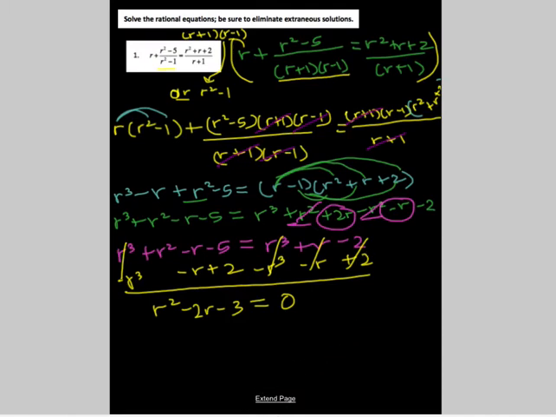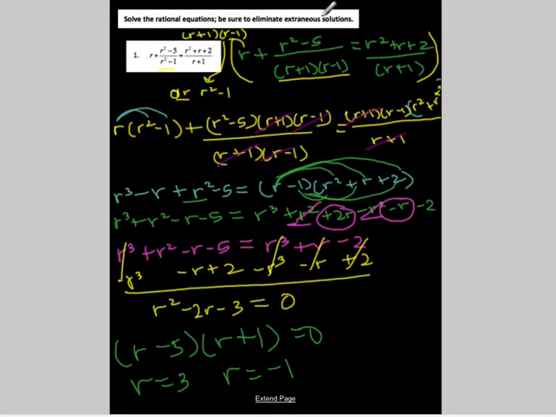Now I just need to factor. It multiplies to negative 3 but adds to negative 2: negative 3 and positive 1. So if I solve this, I get r is equal to 3. If I solve this, I get r is equal to negative 1.